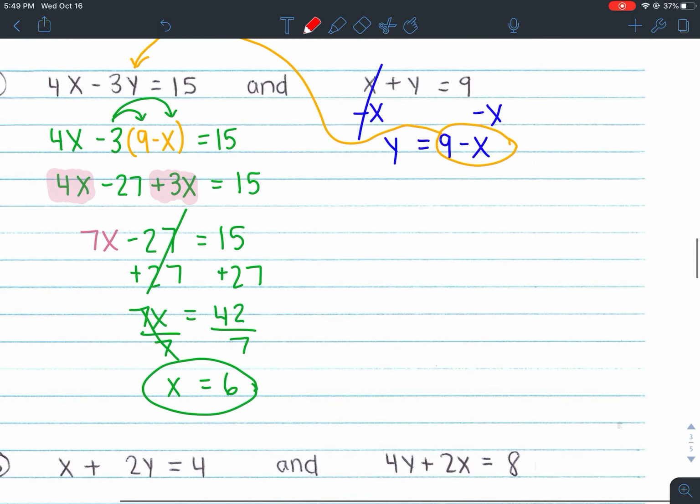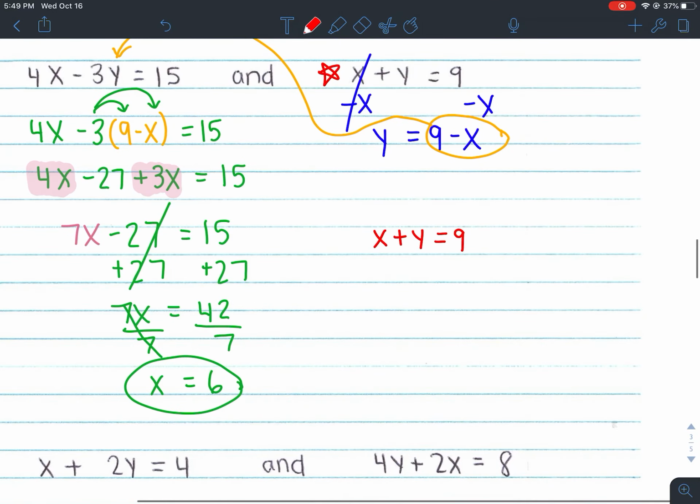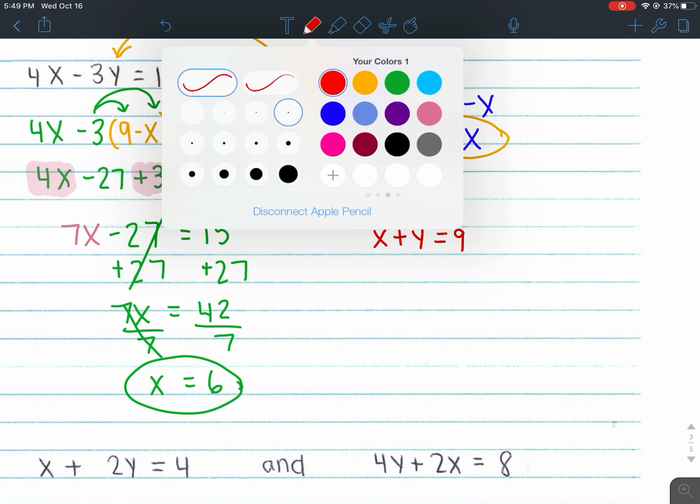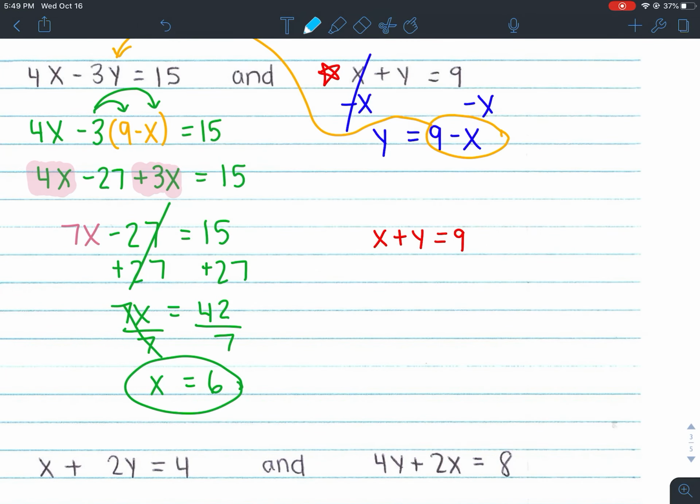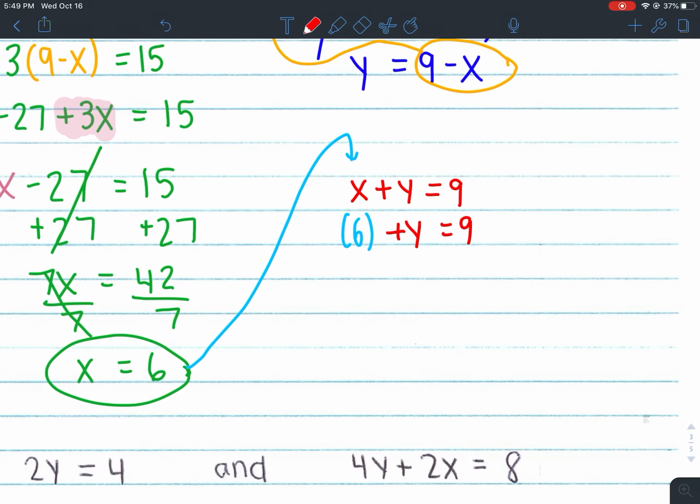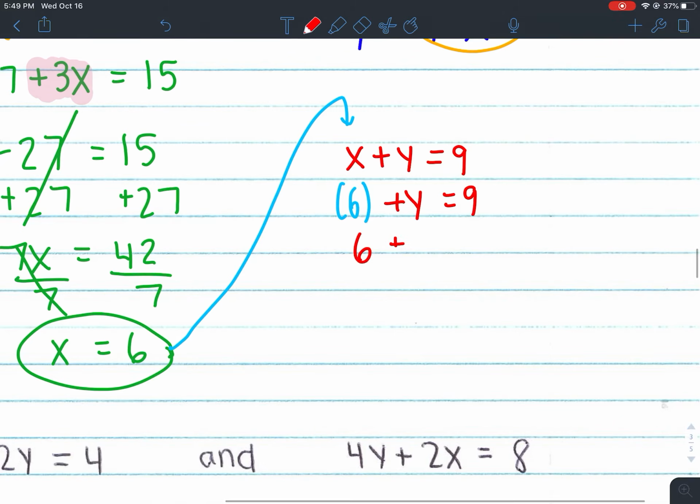All right. Now I'm going to pick one of my equations. It doesn't matter which one, but I like to pick the other one. So I'm going to pick x plus y equals 9. And I know that I need to plug something in. I need to plug 6 in for x. So I'm going to put a 6 here. So this is going to be 6 plus y equals 9. And that 6 can really just be by itself now because there's no multiplication going on.